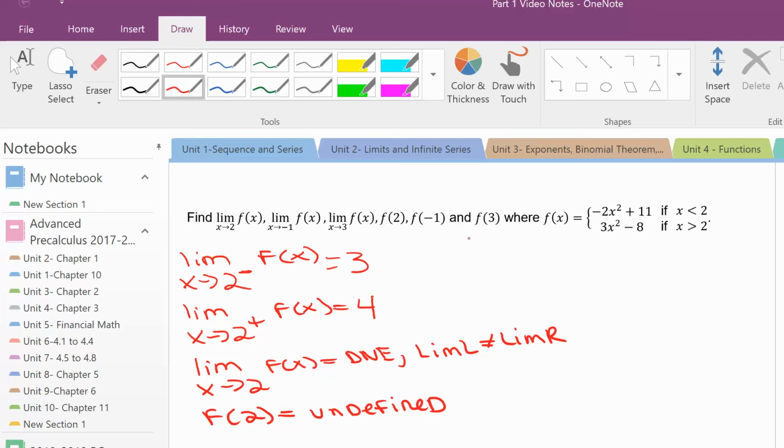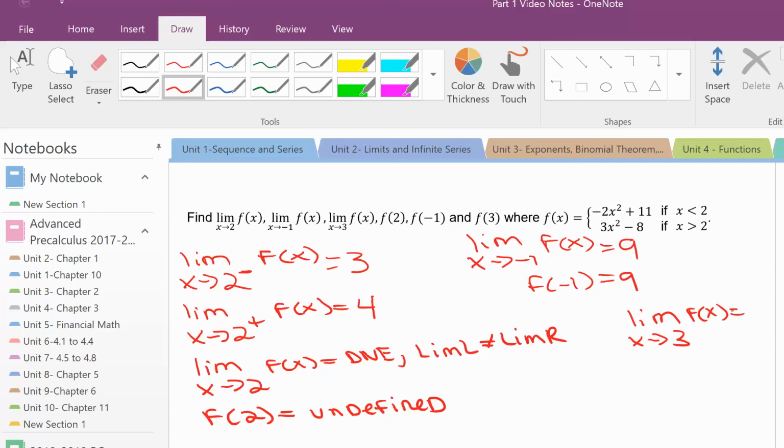Now we're doing the same thing for negative 1. Now negative 1 is not a changing point, so therefore we can just directly substitute into the top, because that's where it's less than. So negative 2 plus 11 is 9, and f of negative 1 is also 9. And then the same thing for 3. It's greater than 2, so 9 times 3 is 27, minus 8 is 19. So f of 3 is 19 as well.